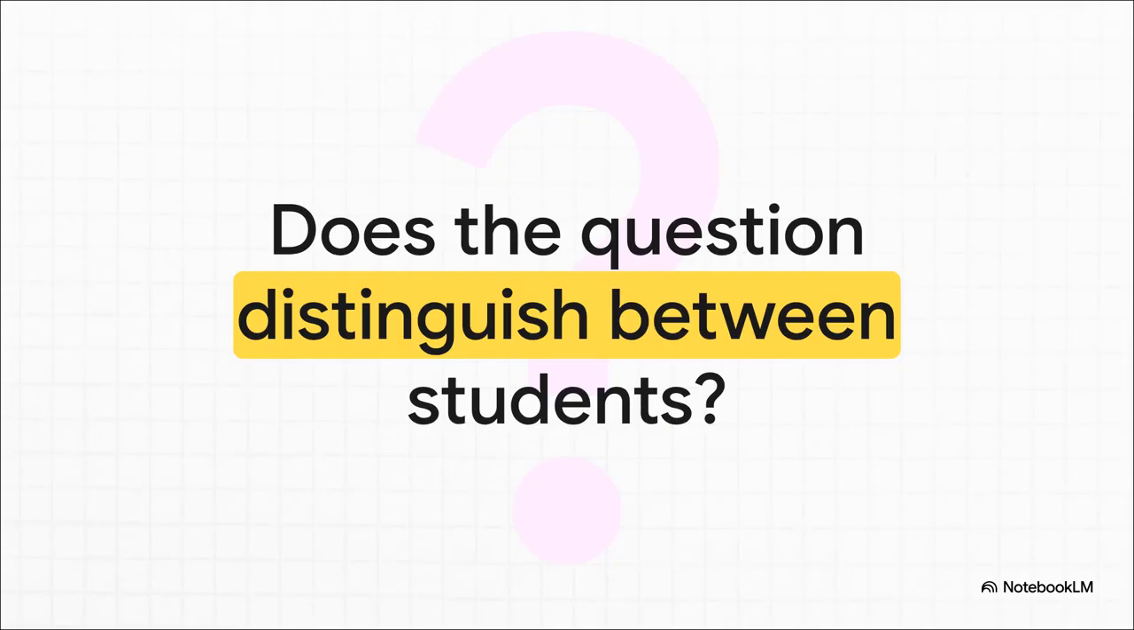So when it all comes down to it, the Rit value answers one simple question. Does this thing actually do its job of separating different levels of understanding? A question could have a perfect difficulty level, but if it doesn't distinguish between students, it's pretty much useless.